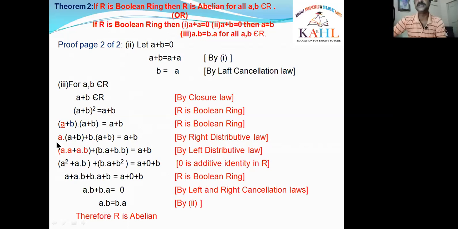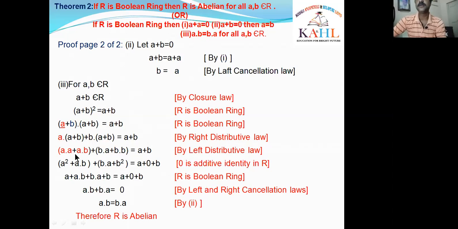But when we go to this step, a into a plus a into b, a is distributed to these two terms. A is on the left side, so by the left distributive law, we have written it like that. Here also b into a plus b is b dot a plus b dot b. A plus b is as it is. What is a into a?